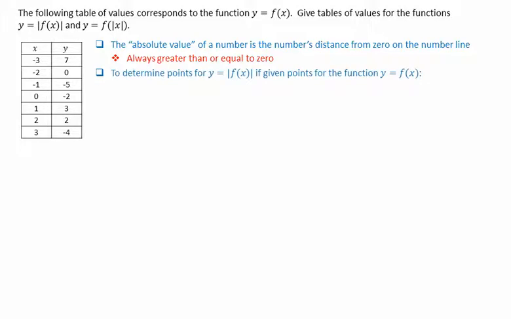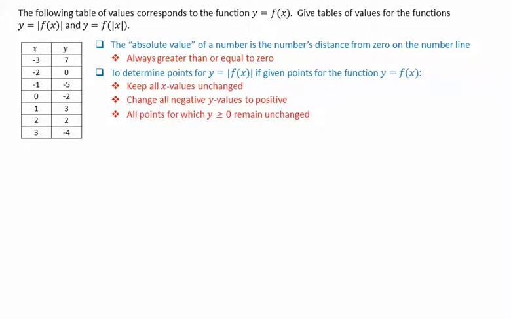In order to determine points for y equals the absolute value of f of x if given points for y equals f of x, all x values will remain unchanged. All of the negative y values get changed to positive. Basically, you're taking the opposite of all negative y values. All points for which y is greater than or equal to 0 remain unchanged. These correspond to invariant points because they are unchanged in going from the original y equals f of x to the absolute value function.